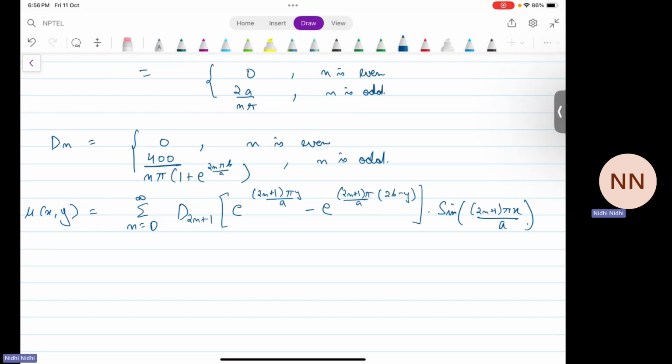So this is summation n from 0 to infinity, 400 by (2n+1) pi (1 plus e to the power 2(2n+1) pi b by a) times this same term.